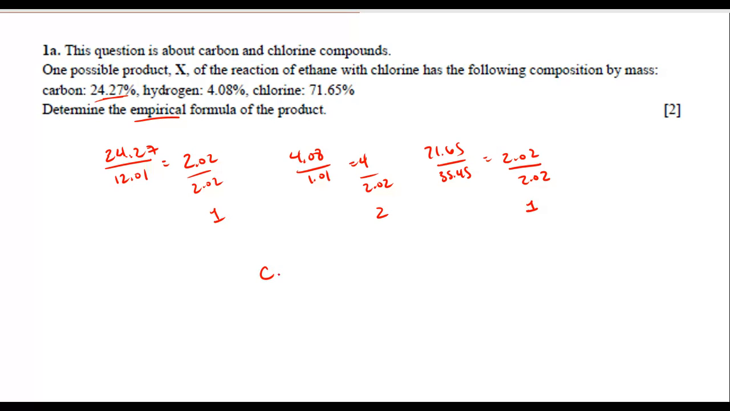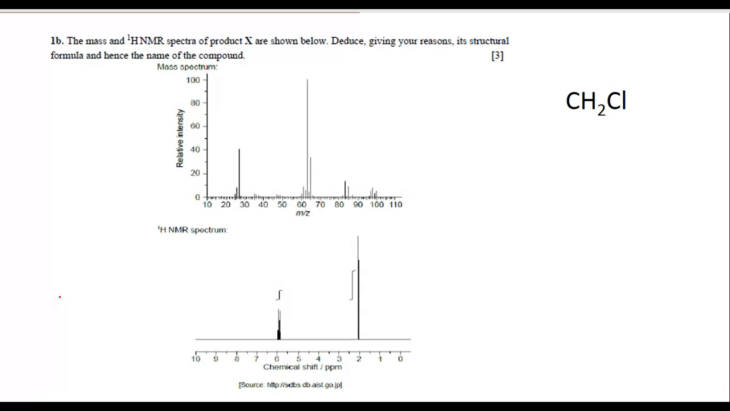So our empirical formula is going to be carbon 1, hydrogen 2, chlorine 1. We're going to use that in part B. So we know that the empirical formula is C1H2Cl1. We need to figure out the structural formula. That means that we need to find the molecular mass so that we can find the molecular formula first. We're going to do that with the mass spectrometry.